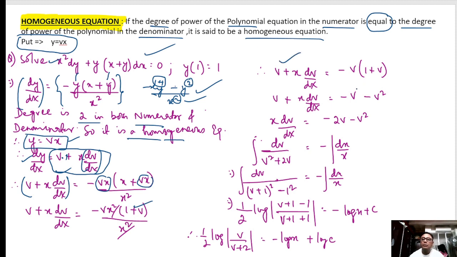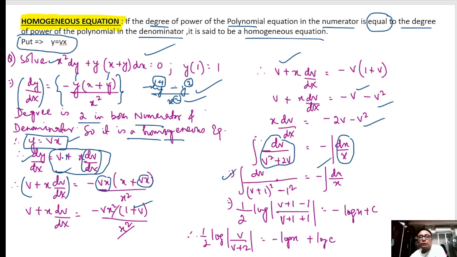So it becomes this. And now open this bracket and we will bring this v on this side. It becomes minus 2v minus v square. Now we will separate all the v and all the x together, keeping dv at the top and dx at the top, because dv and dx cannot be in the denominator. And now we will put the integration sign after separating the variables. We will put the integration signs and integrate it.